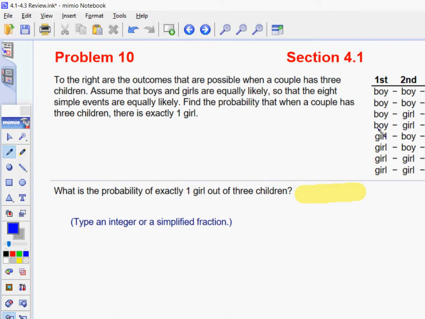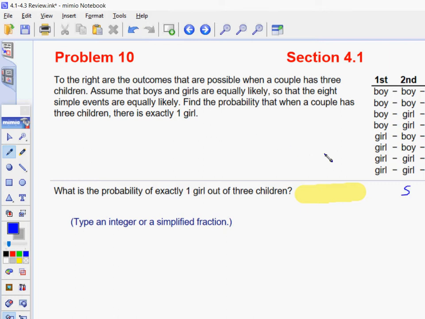Notice that these 8 simple events are all the events that are possible to happen. All of these events added up make up the sample space. That's what that's called. All right, because one of these 8 events must happen. Okay, and what is the probability of exactly 1 girl out of 3 children?